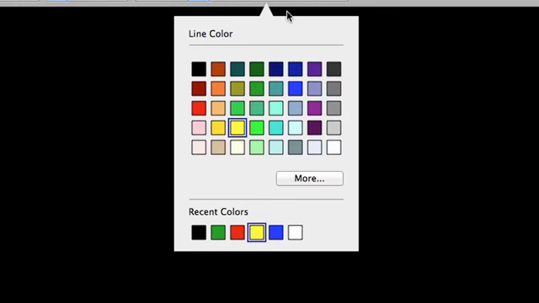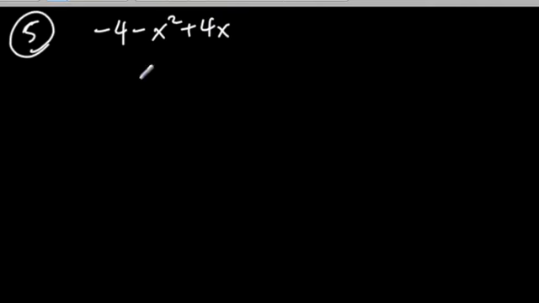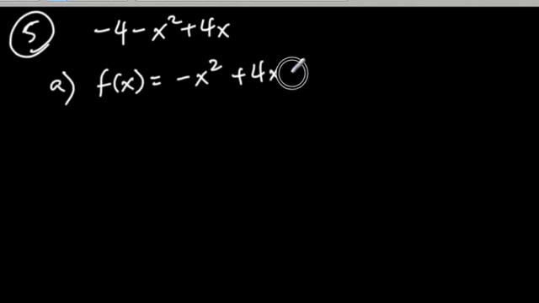Let me just copy this one correctly. So, number 5, what is it? So it's basically -4 minus x squared plus 4x. So A says to rearrange this. So f of x is equal to -x squared plus 4x minus 4. All right. So B says to write down the vertical stretch.